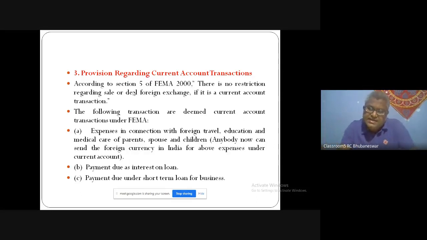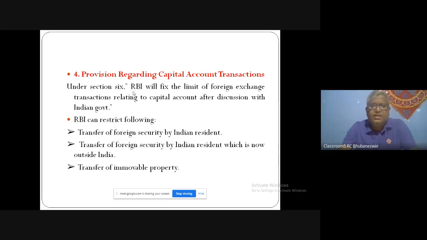Means expenses related to activities like foreign travel, education, medical care of parents, or children's education are expenses in connection with the current account, or payment related to interest on a loan or any type of short-term loan. And capital account is also there. The RBI has fixed some limits related to capital account. What are these? Transfer of foreign security by Indian residents, or transfer of any immovable property, are related to the capital account. It means these are guidelines. We cannot change them. This is section 6.